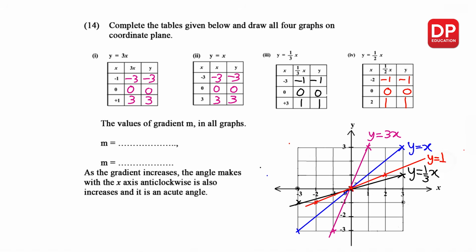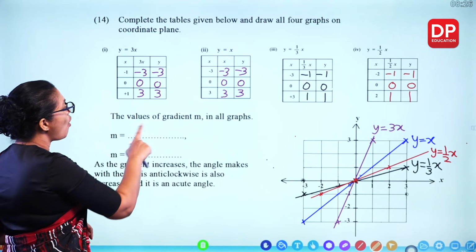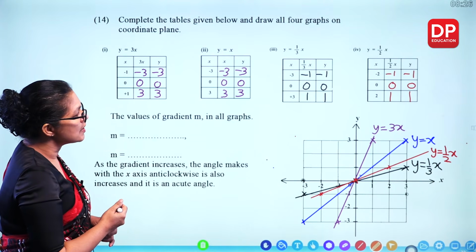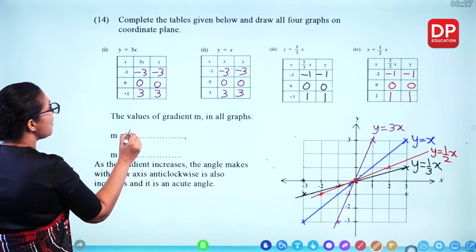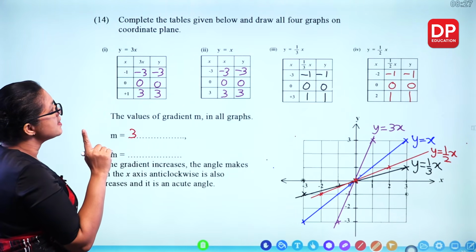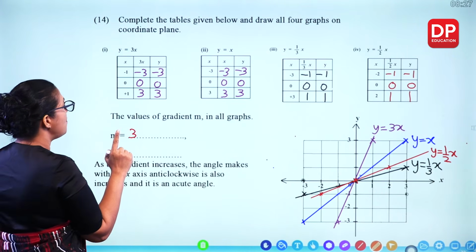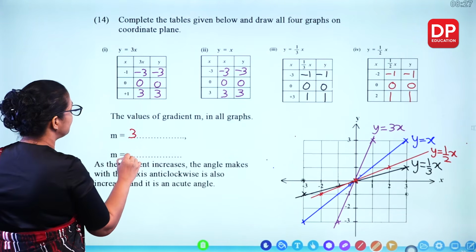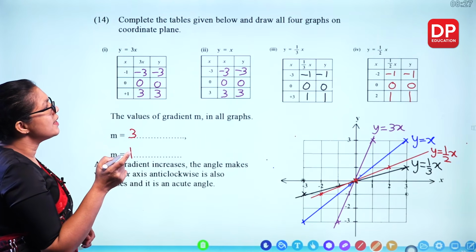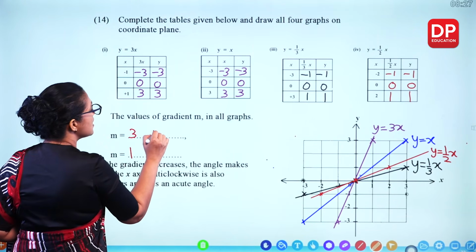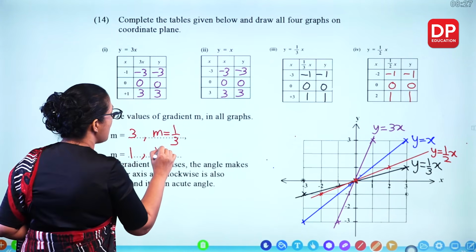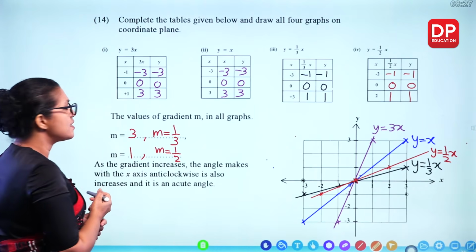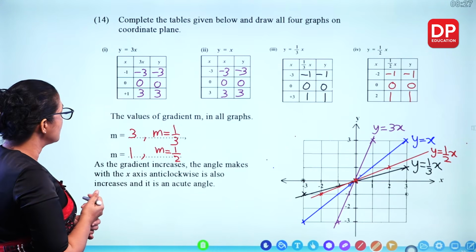Y equals half x. Now the value of gradient m in all graphs. In y equals 3x, m equals 3. Y equals x means what's the slope? M equals 1. Y equals 1/3 x means m equals 1/3. And y equals half x means m equals half. So these are the gradient values.